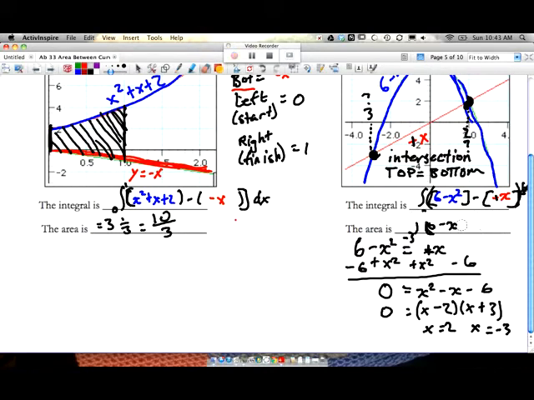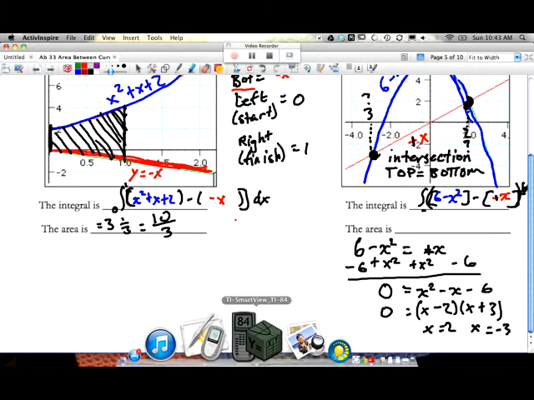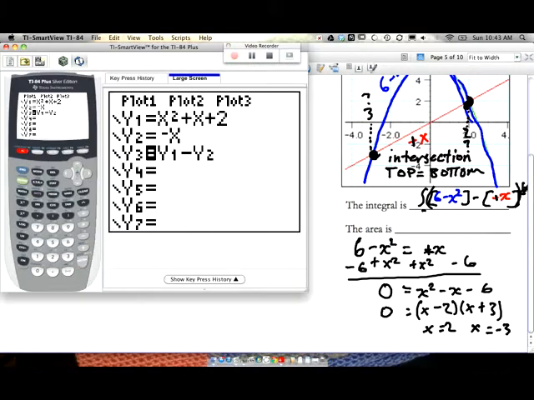So I just need to calculate this now with my calculator. Now, because I've already set up the third equation here as top minus bottom, I really just need to fix the top piece and the bottom piece. I need to fill those back in. So the top piece was 6 minus x squared. I can delete the rest of this. And the other piece is not negative x, but positive x.